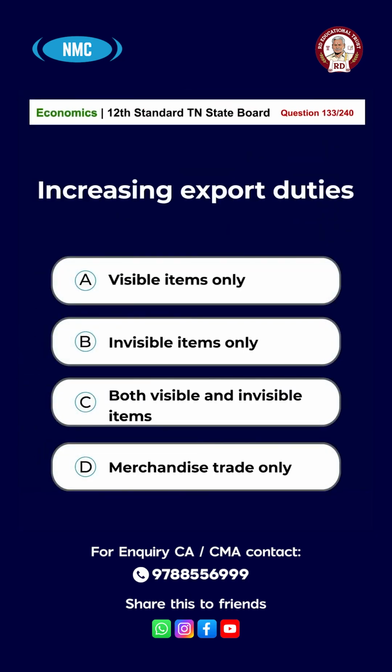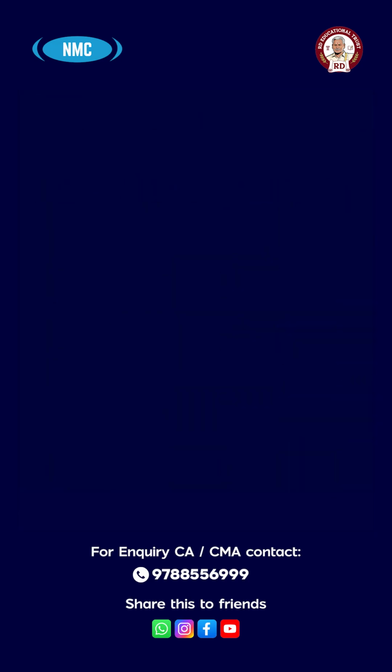Question number 133. Balance of trade includes A. Visible items only, B. Invisible items only, C. Both visible and invisible items, D. Merchandise trade only. The answer is option C. Both visible and invisible items.